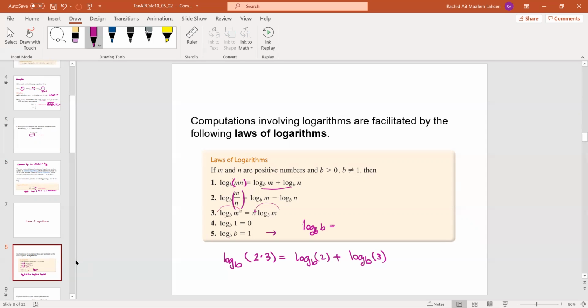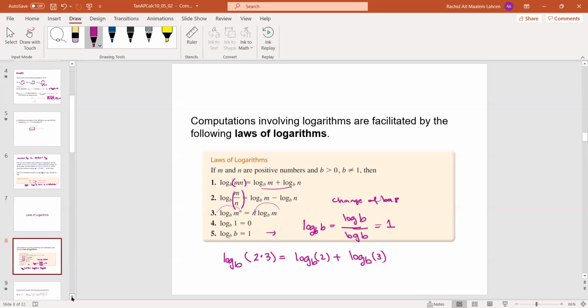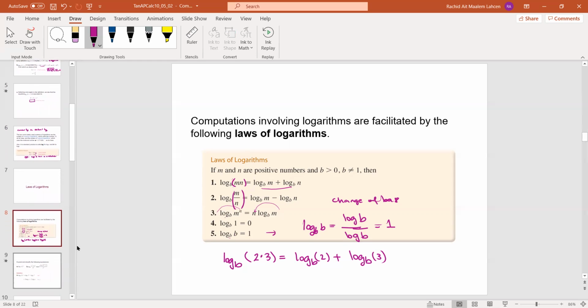So there is a formula that says change of base, where you're going to figure this out by doing the log of b over log of b, which is 1. So anytime this inside here is the same as the base, you're going to have 1, and it's a nice property to know.